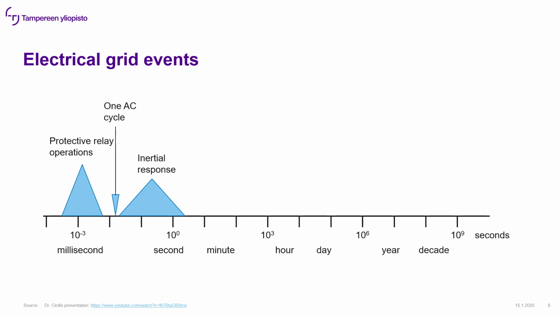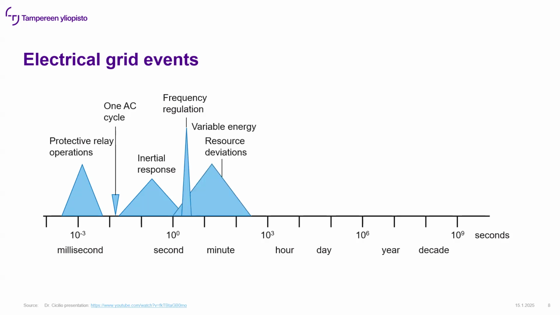Inertial response. So what happens in the network? Inertial response is how fast this inertia starts to kick in when the frequency starts to change too fast. This inertia is, for example, in the rotating generators in the network. So it tries to resist the changes that occur in the network. And this frequency regulation goes hand in hand with that.